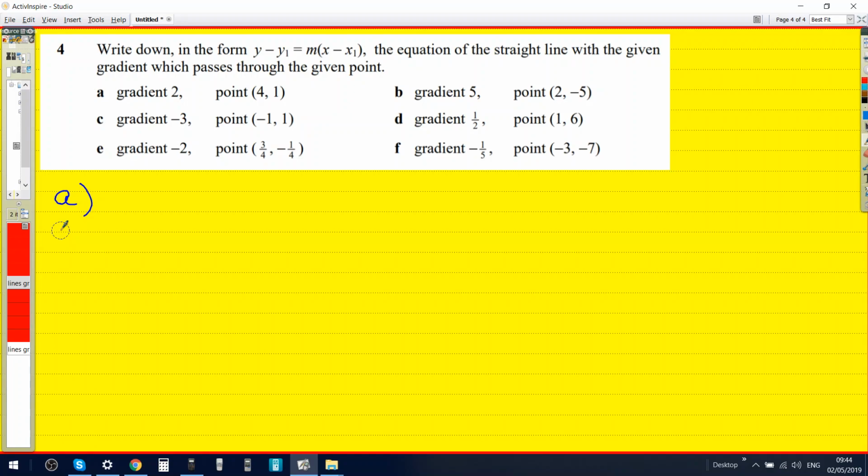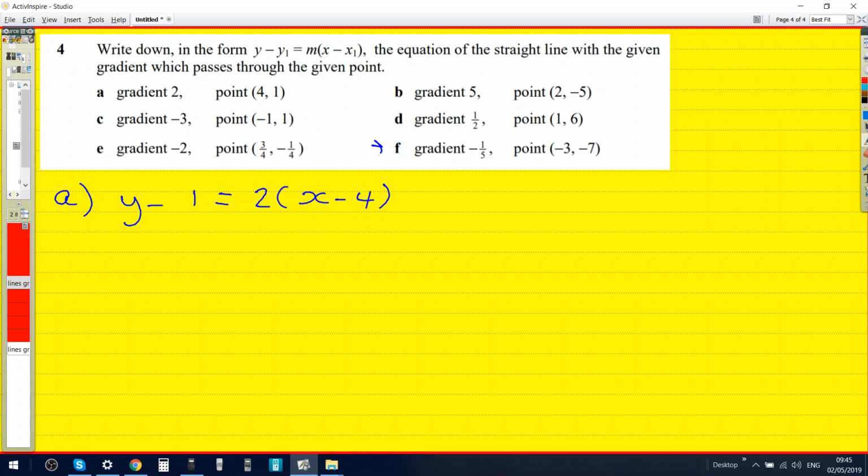Can I just sub the values into the equation? Y minus 1, sorry, equals 2. Yeah. And then x minus 4. I think you're good there.